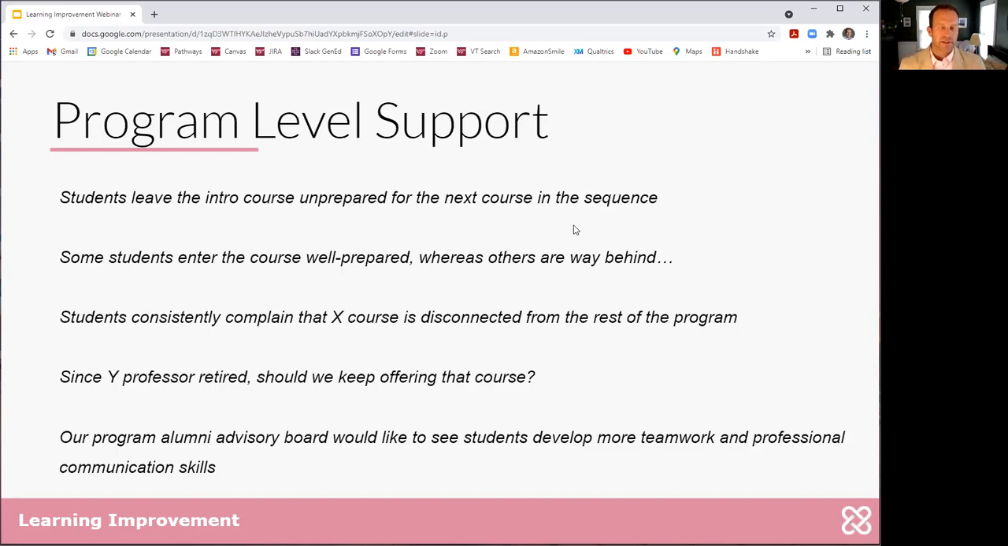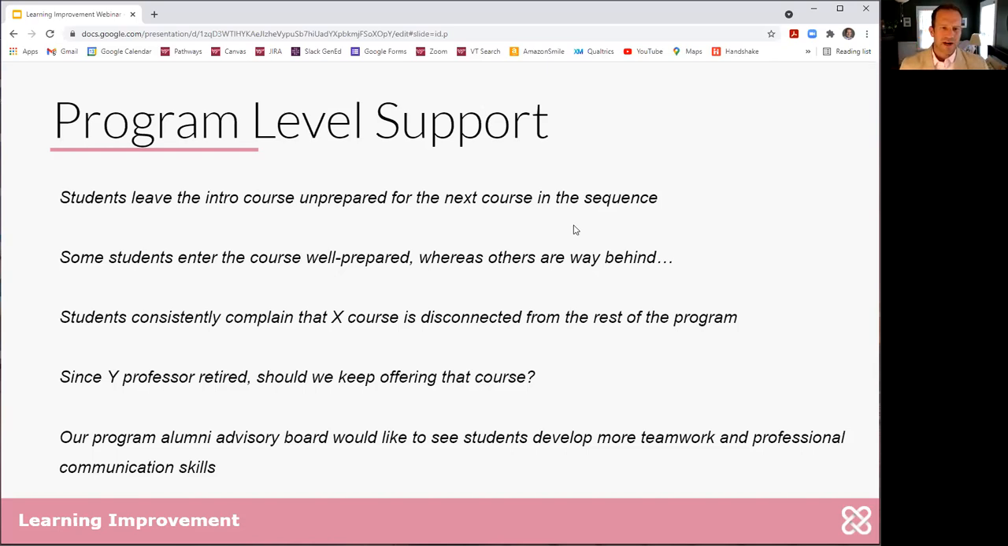Students consistently complain that X is disconnected from the rest of the program. And probably that professor is disconnected from the rest of the program. That's often the case. It's like, what the heck is that course doing over there? It's kind of on an island.